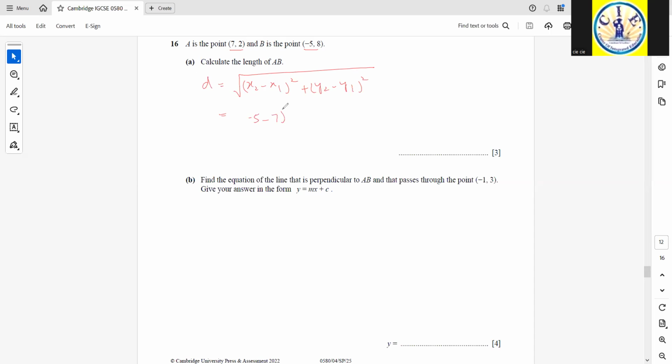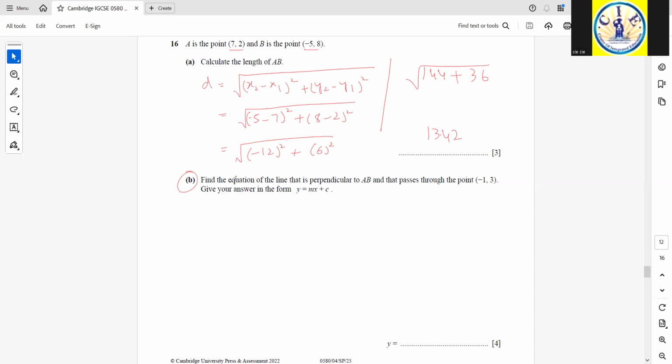Minus 5 minus 7 whole square plus 8 minus 2 whole square, all under root, that is negative 12 square plus 6 square whole square root. So that would give us square root of 144 plus 36, and its answer is going to be 13.41 or 13.42.